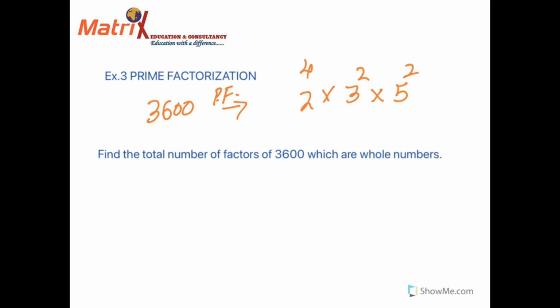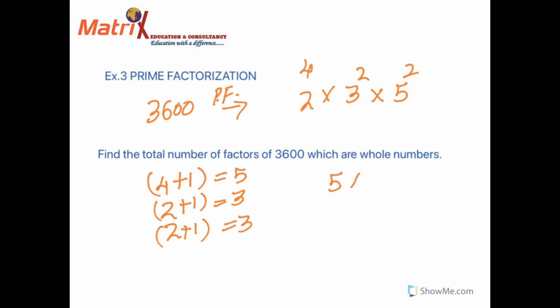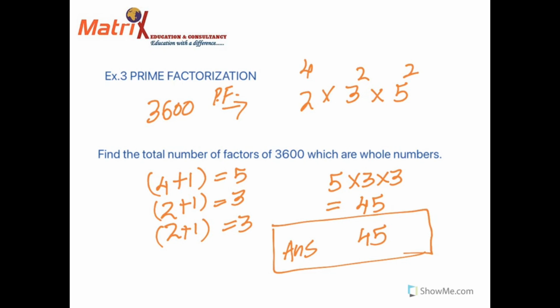2 raised to the power of 4, so we take 4. 3 raised to the power of 2, we take 2. 5 raised to the power of 2, I'll take 2 again. Plus 1, that becomes 5. 2 plus 1, just add 1 to the exponential powers and multiply them. It is 3. So eventually we do 5 times 3 times 3, and that gives me 45. My answer is 45. Whole numbers are the factors.